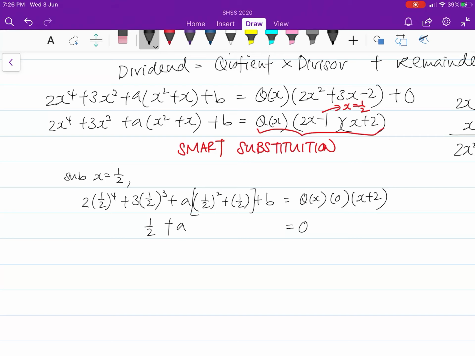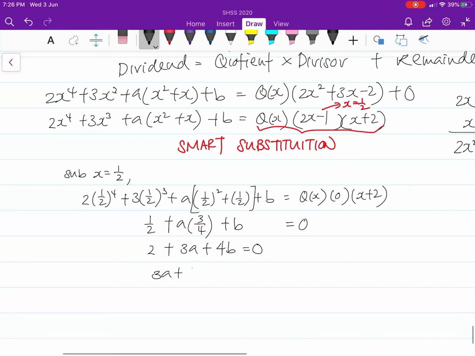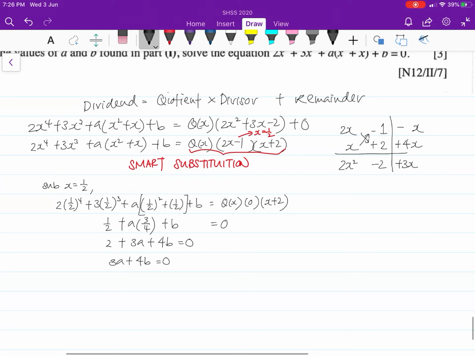Plus, this is a, half square plus half, 3/4, plus b equals to 0. Multiply by 4 throughout because I don't like fractions. I get 2 plus 3a plus 4b equals to 0. So 3a plus 4b equals to minus 2, and I'm done. That is for equation number 1.